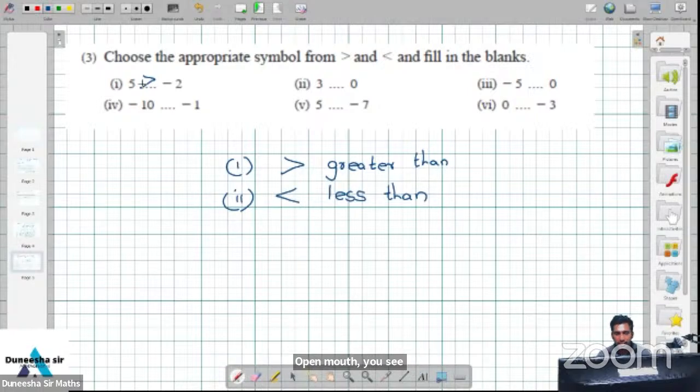How do we read the inequality? +5 greater than -2. Yes, +5 is greater than -2.